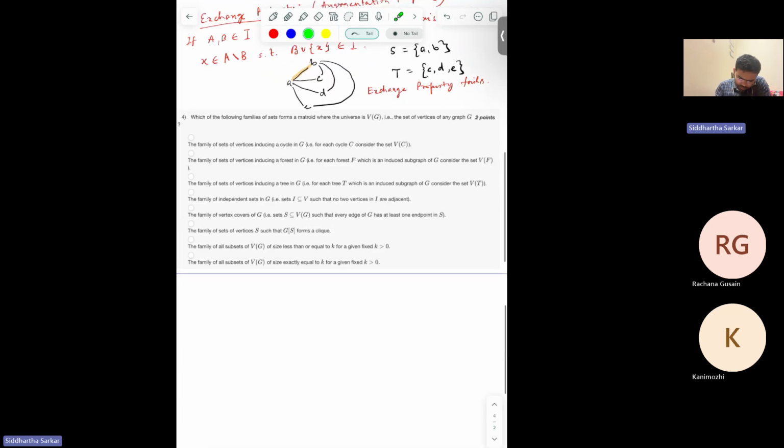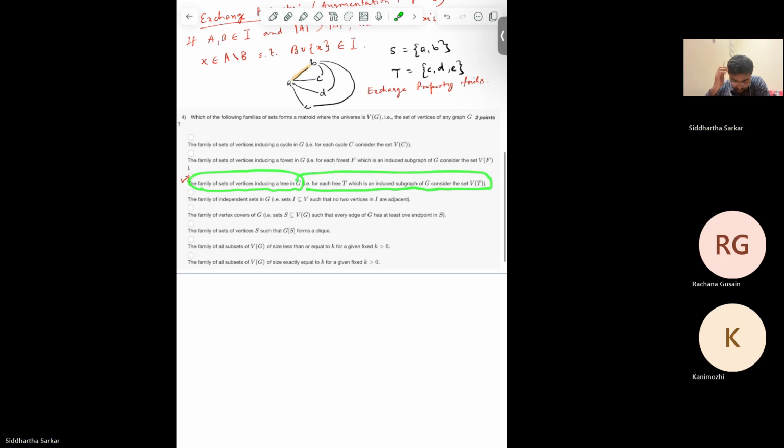So I'm looking at the third family now. The family of sets of vertices inducing a tree in G. So for each tree T, which is an induced subgraph of G, consider the set Vt. So is this going to form a matroid?